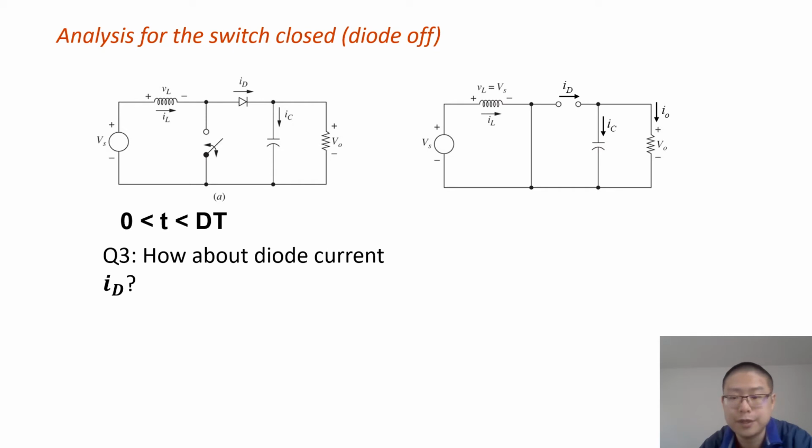And the third question is very straightforward, the diode current. So give you 5 seconds to write down the answer. Okay, so here the diode is reverse biased, so in the equivalent circuit it's open circuit, so obviously the ID equals 0.